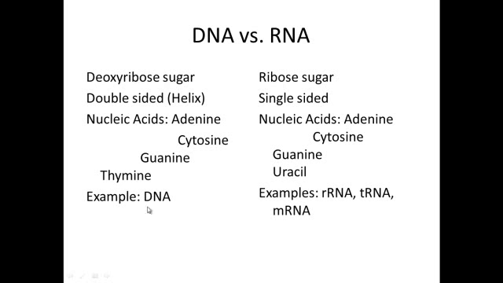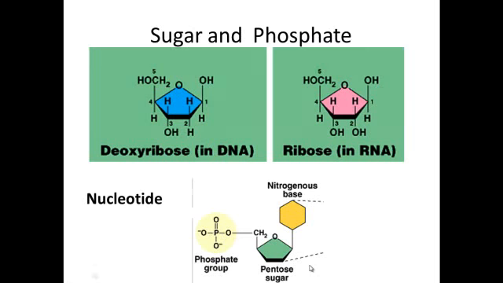Examples of DNA. Examples of RNA, there are 3. rRNA, which stands for ribosomal RNA, and it makes up part of a ribosome. Transfer RNA, which is clover-shaped, and messenger RNA. And we'll find out a lot about RNA when we talk about protein synthesis.